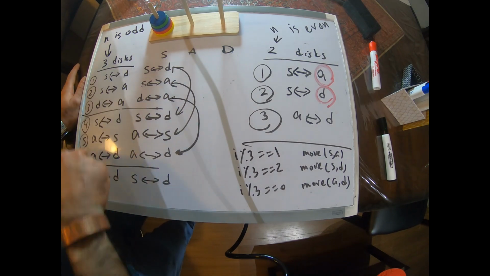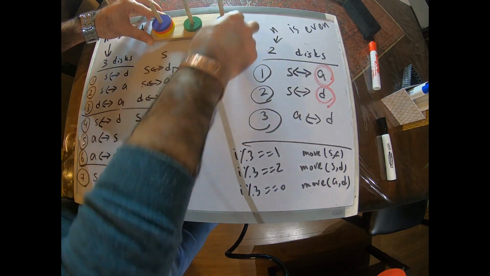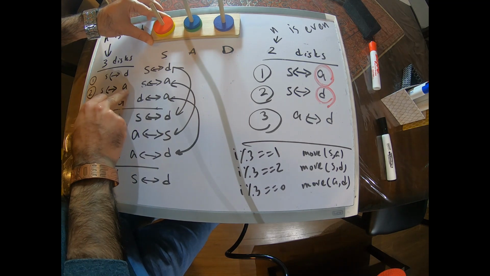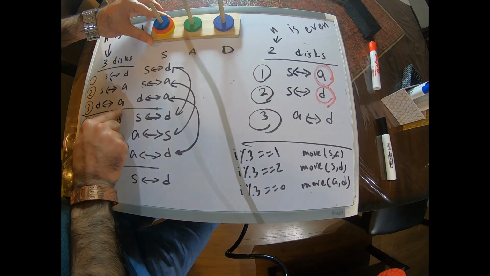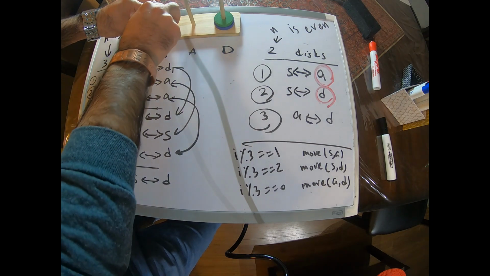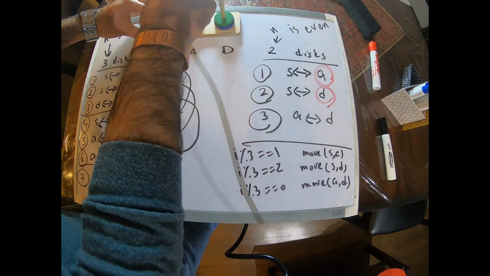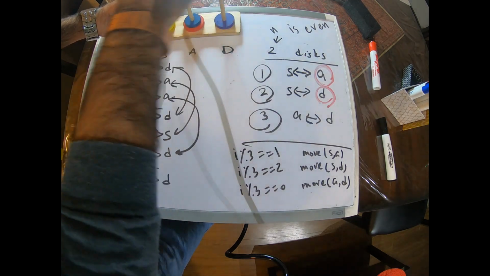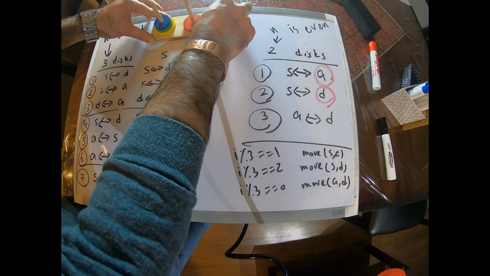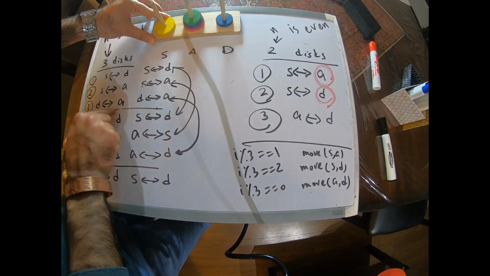Now we have to follow this one, right? I'm just going to do it very quickly. Source to destination, source to auxiliary, destination and auxiliary, again source to destination, source to auxiliary, destination to auxiliary, come back here, source to destination, source and auxiliary, destination and auxiliary, come back here, source, destination, source, auxiliary, destination, auxiliary, source, destination, source, auxiliary, destination, auxiliary.